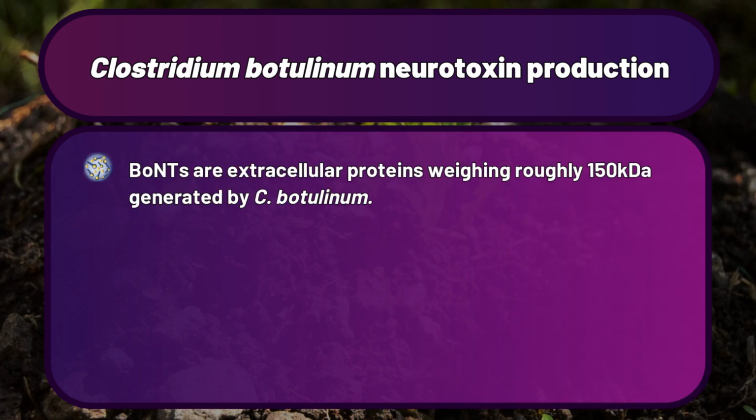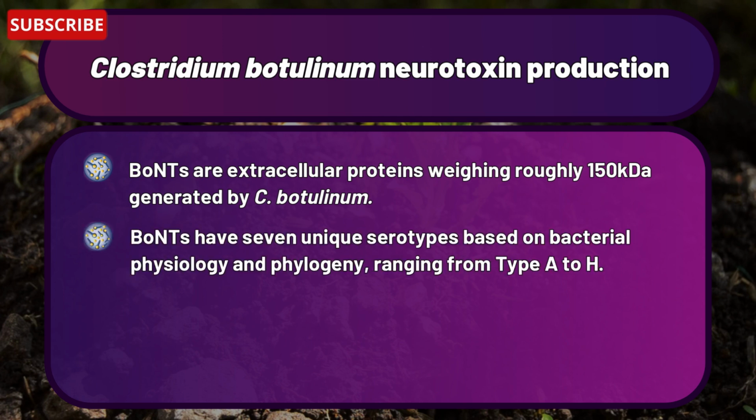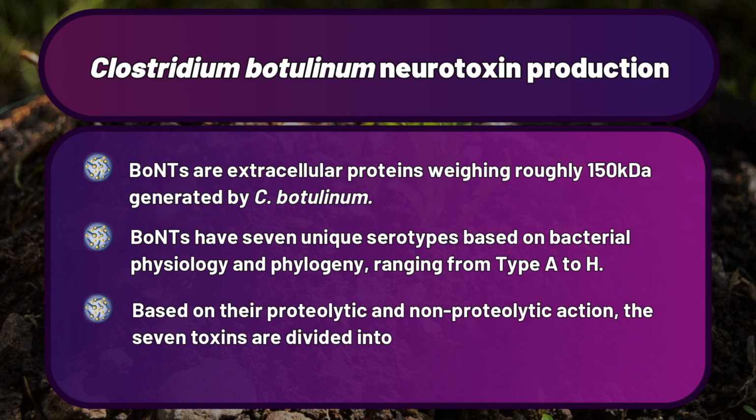Botulinum neurotoxins are extracellular proteins weighing roughly 150 kilodaltons generated by Clostridium botulinum. Botulinum neurotoxins have 7 unique serotypes based on bacterial physiology and phenotype, ranging from type A to G. Based on their proteolytic and non-proteolytic action, the toxins are divided into 4 groups: Group 1, 2, 3, and 4.